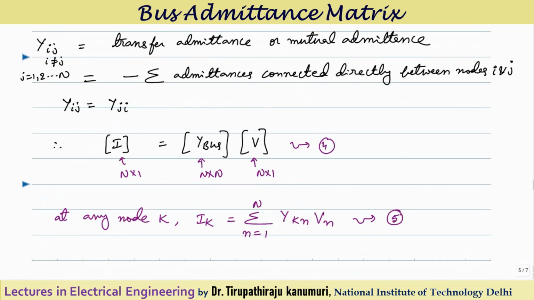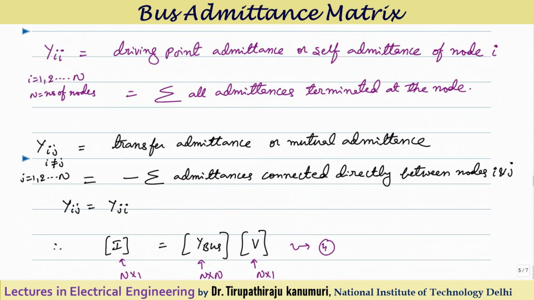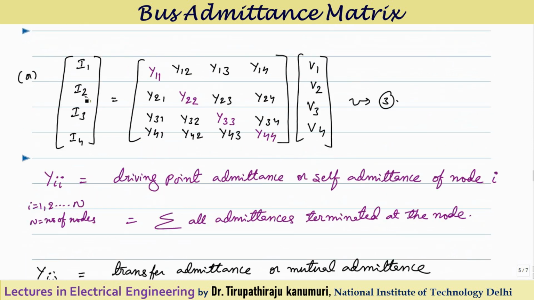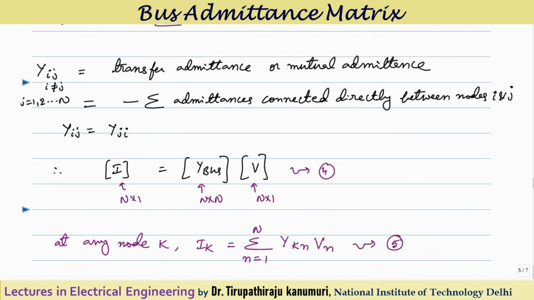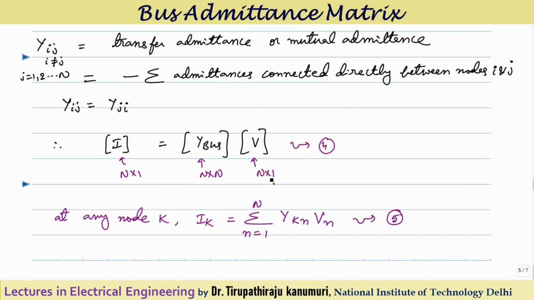Getting it? So we can summarize from here, I will be equal to Y times V. I is an n cross 1 matrix, because we have seen above, total 4 buses are there, n is equal to 4 here. This is 4 cross 1 and this Y is 4 cross 4, that means it is n cross n, and V will again be n cross 1. This n is the number of buses. How many buses are there?